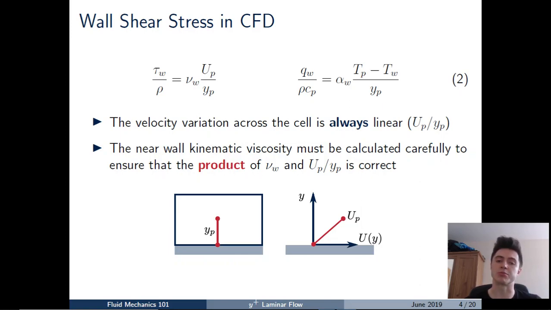Now, if we remember back to the previous slide, the velocity profile and the temperature profile may be non-linear. And so what that means is that if we want to calculate the wall shear stress and the wall heat transfer correctly, we need to ensure that the product of the kinematic viscosity and the velocity gradient is correct, so that we get the correct wall shear stress. In practice, because our velocity gradient may be wrong, we modify the wall kinematic viscosity, that's nu with a subscript W, to ensure that the product gives us the correct wall shear stress.